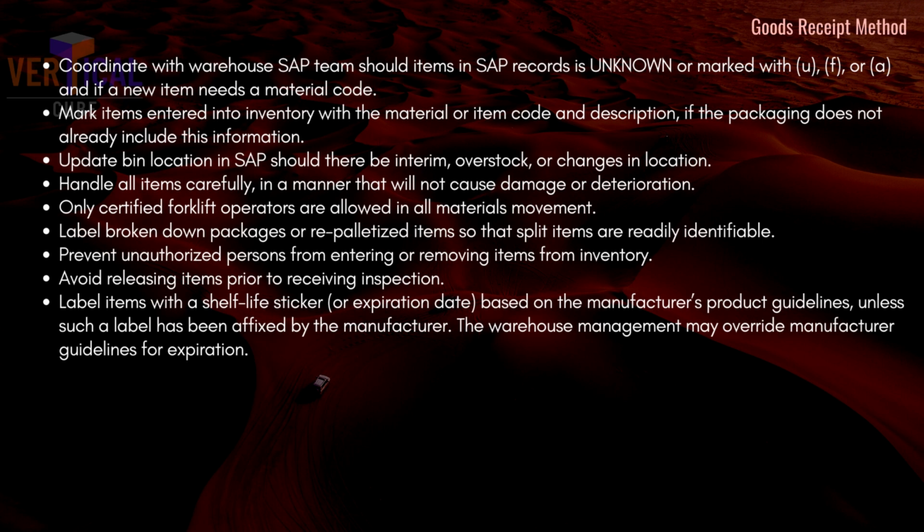1.19 Prevent unauthorized persons from entering or removing items from inventory. 1.20 Avoid releasing items prior to receiving inspection. 1.21 Label items with a shelf life sticker or expiration date based on the manufacturer's product guidelines, unless such a label has been affixed by the manufacturer. The warehouse management may override manufacturer guidelines for expiration.